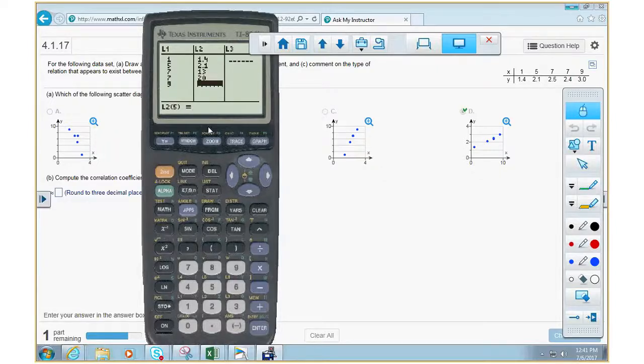Anyway, 2.0, or let's see, 2.1, 2.5, 2.4, and 3.0. Now, go to second stat plot, or Y equals. Hit enter. They want a scatter plot, which I think is that first one. And after you put them in, just hit enter. Hit second, Y equals, and hit enter on the first one, and hit enter, and then move over to stat plot, which is that one right there, and graph.